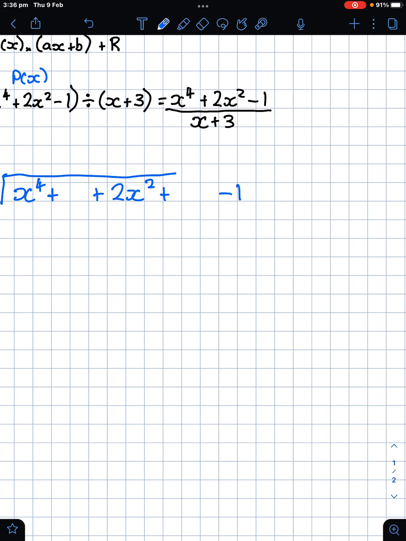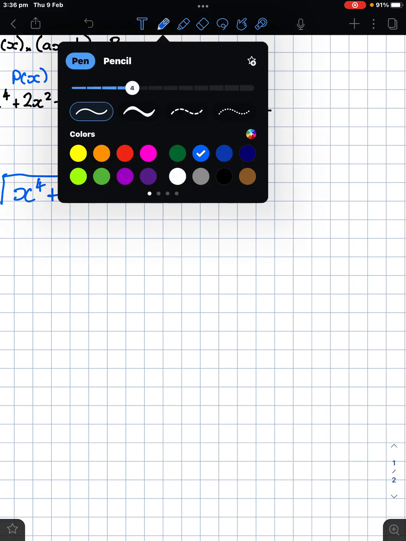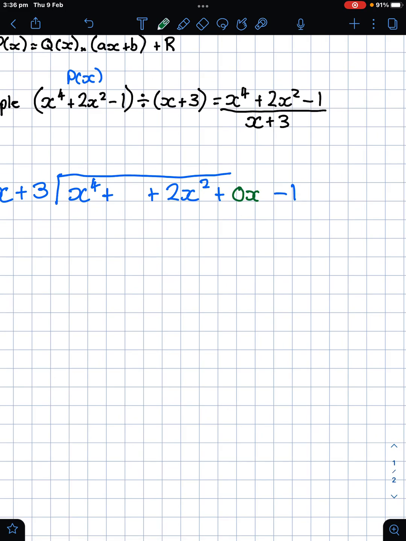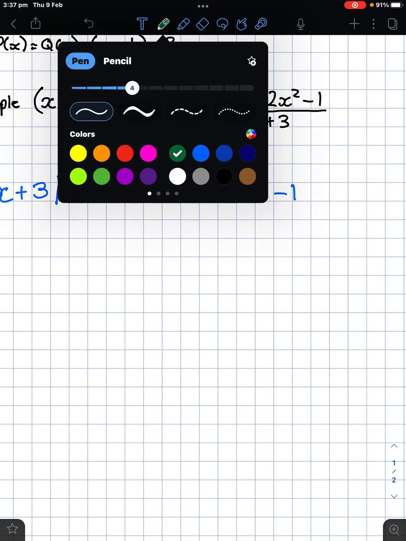The reason I've left the gap is that this here is actually 0x cubed. It's just a term we don't have in our polynomial, but we're going to leave it there because it's going to be handy in a minute.